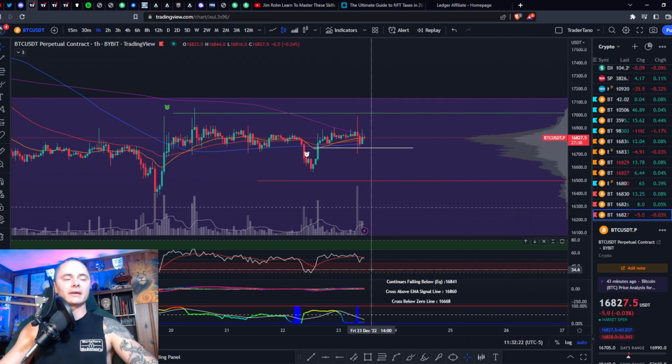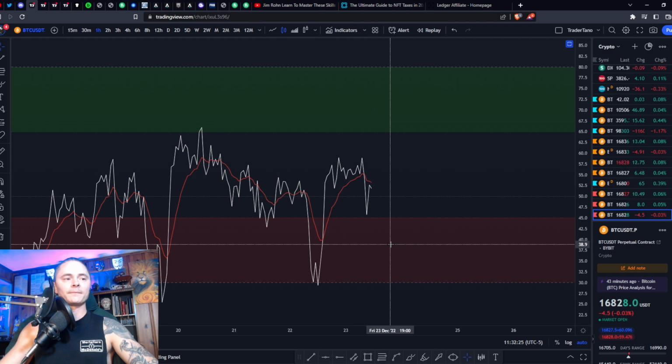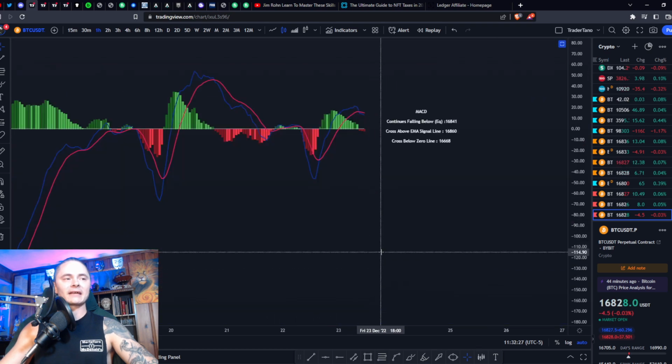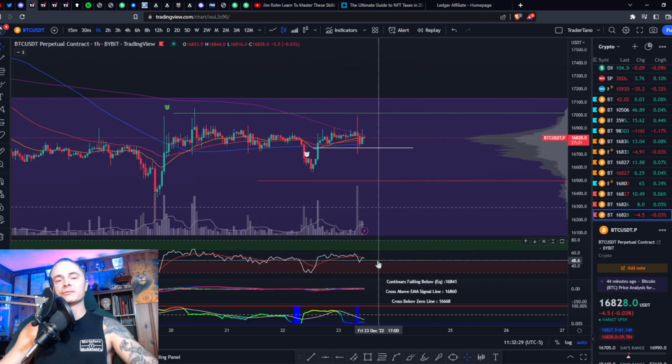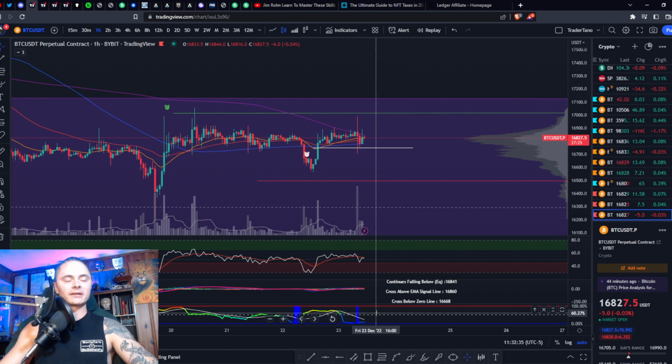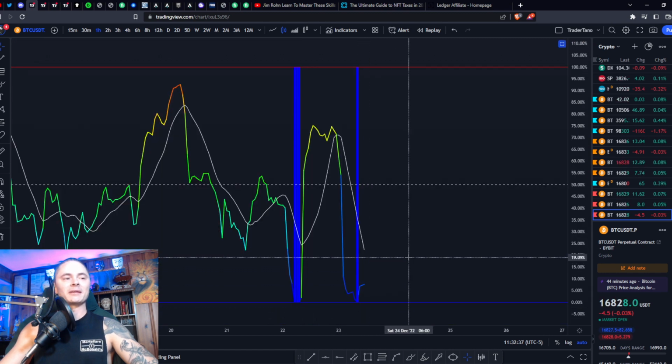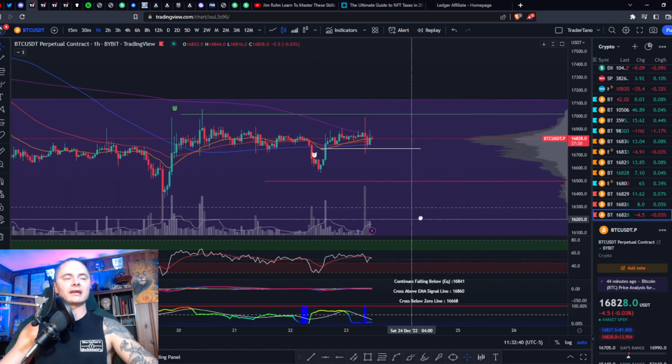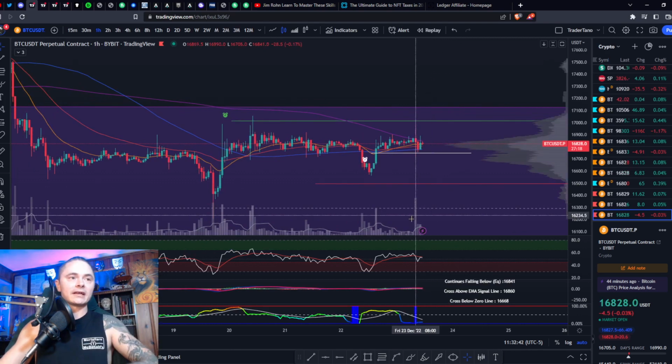Next, we have your momentum oscillators, one being your RSI, next one being your MACD. Momentum oscillators basically judge bullish and bearish momentum for the price action. Then we have a volatility measurement, which is called your BBWP. Okay, so now that we've went over that, let's go over the analysis.